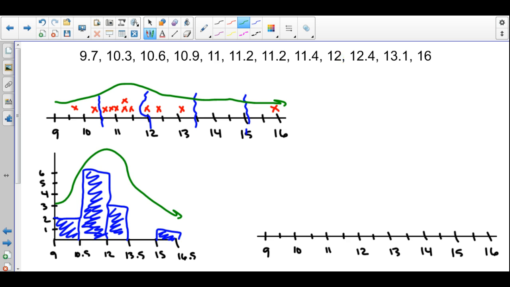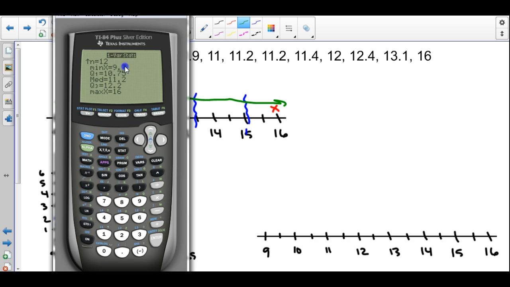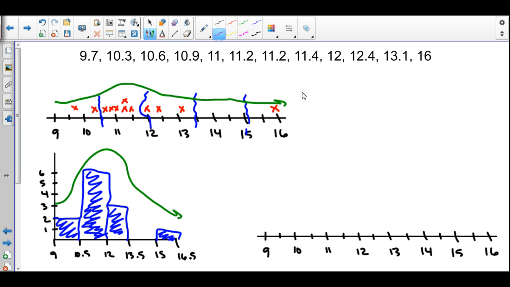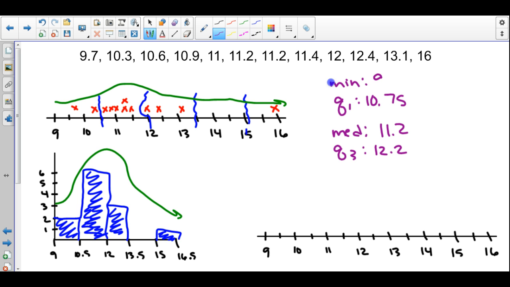The last thing, I'm going to take down my 5-number summary, which was on here before. I have a minimum of 9.7. My maximum is 16, and then the 3 numbers in the middle: Q1 is 10.75 and Q3 is 12.2. My median was in the middle, it was 11.2. We had a minimum value of 9.7 and a maximum value of 16. And those 5 values are what we call the 5-number summary, and that's what helps us build our box and whisker plot.